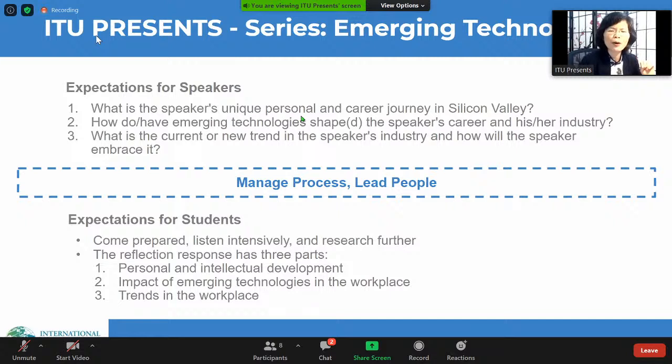What is the speaker's unique personal and career journey in Silicon Valley, right? And how does it relate to emerging technology? Think about the keywords: Silicon Valley, the epicenter of innovation, all surrounded by emerging technologies. Last time the speaker gave us the history of the last 100 years, how the technology comes and goes and what stays, and then what will be the new trend as we look forward to the future. So these are good questions we can ask again and again.